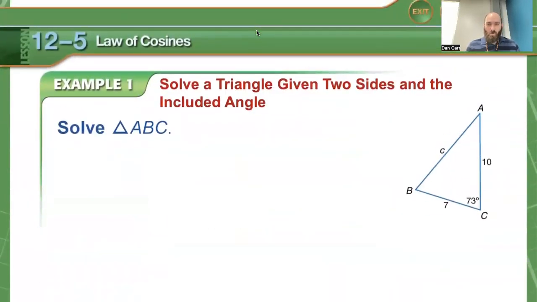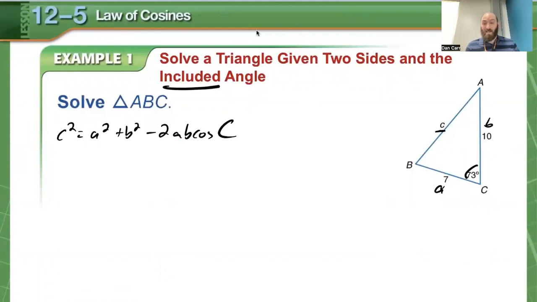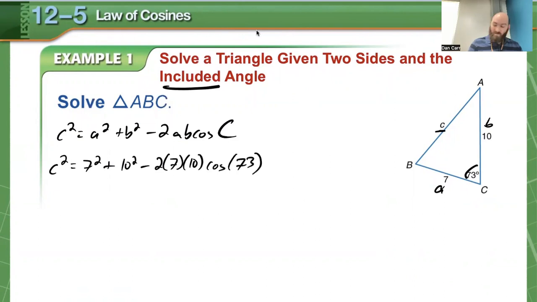So for our first case, here's one where we have a given triangle with two sides and the included angle. Here's 73 degrees. We don't have an angle side pair for that side c. So in this case, I'm going to use c squared is equal to a squared plus b squared minus 2ab times the cosine of C. I have a is 7 and b is 10 here. I've got everything I need, so we're just going to plug those in. c squared is equal to 7 squared plus 10 squared minus 2 times 7 times 10 times the cosine of 73.